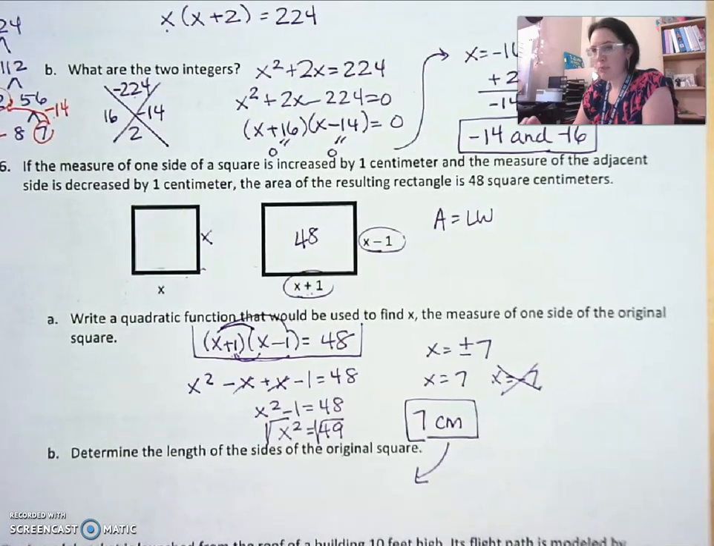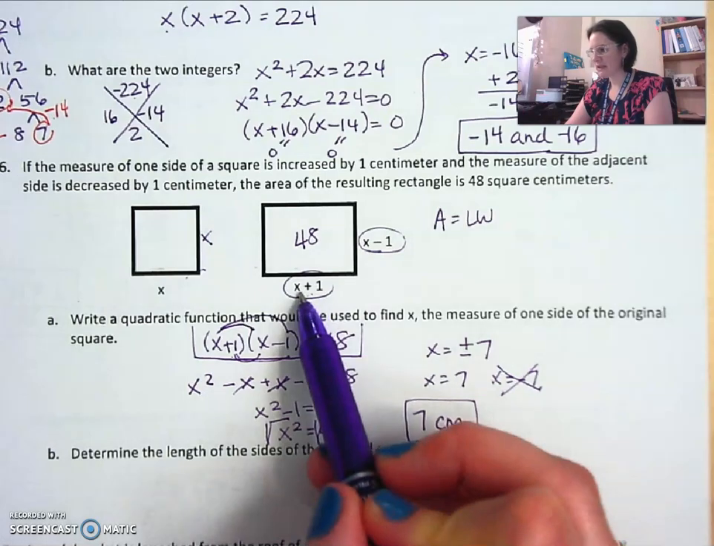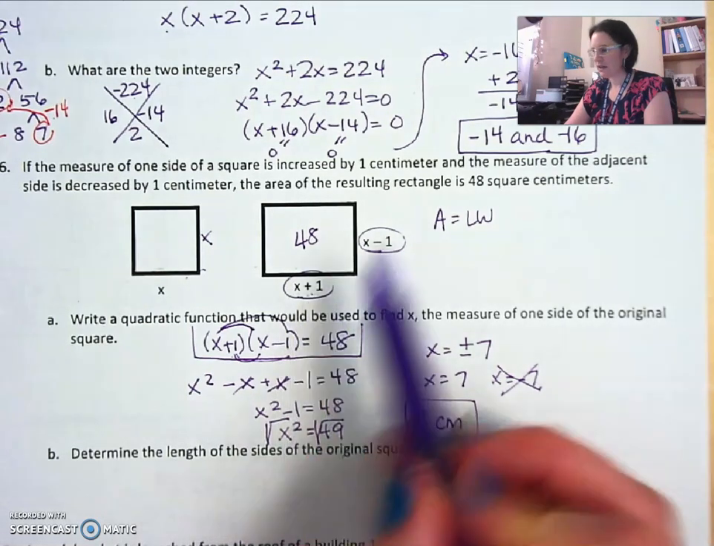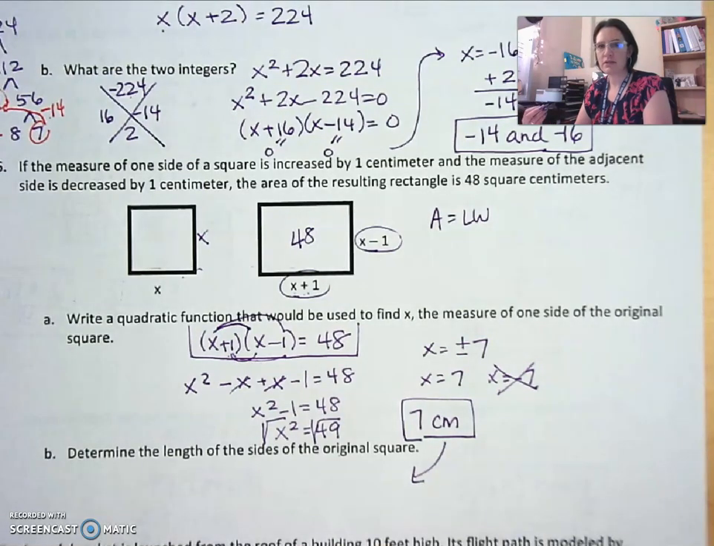Now, this is not part of the problem, but just as a heads up, if the problem said to find the lengths of the sides of the new shape, the rectangle, you would take that 7 and plug it in here and get 8, and plug it in here and get 6. And you would say that it's 8 centimeters for one side and 6 centimeters for the other. So just be aware of that kind of a difference.